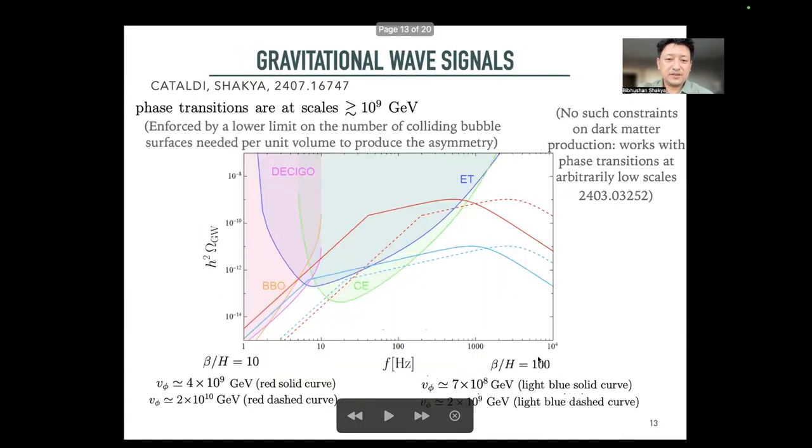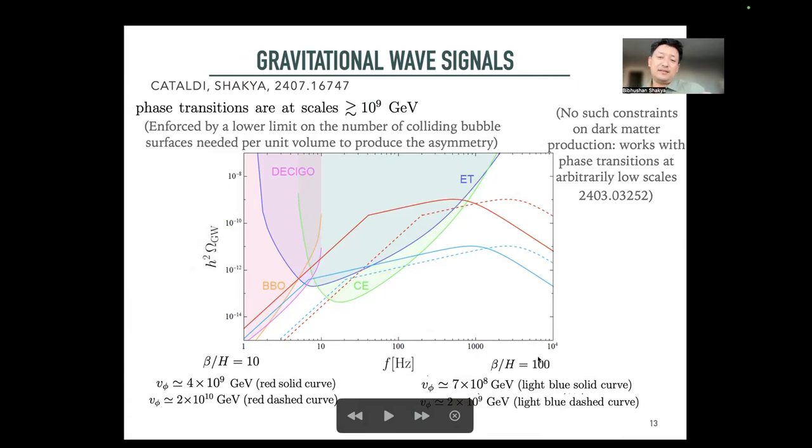So as I told you, there's also a companion signal in gravitational waves, right? And it turns out that you need phase transitions that are at least at about 10^9 GeV or higher. And that's just because you need to create a minimum number of bubbles in a unit volume to create the right amount of asymmetry. Otherwise, you would just not produce enough number density of right-handed neutrinos. And so that forces you to have high scale phase transitions, but they're still within range of upcoming experiments like the Einstein Telescope or the Cosmic Explorer. But unfortunately, you won't see them with things like LISA or the PTAs.